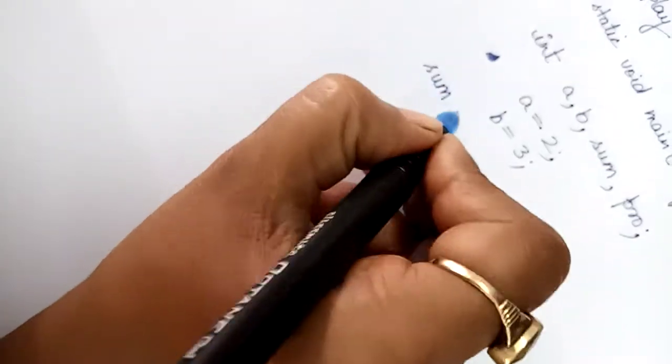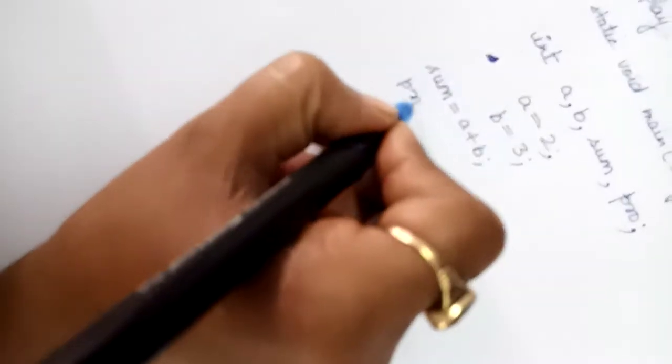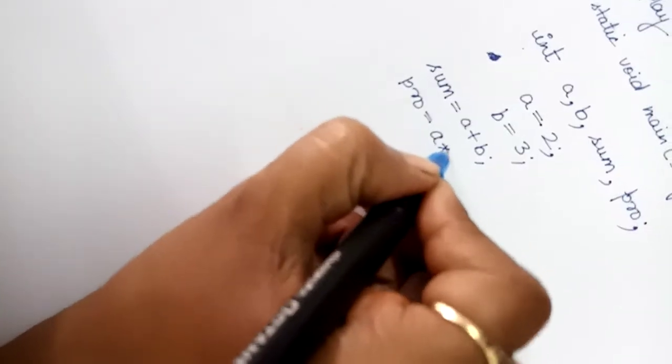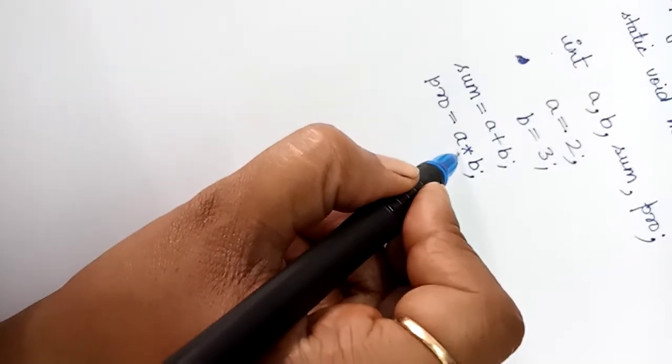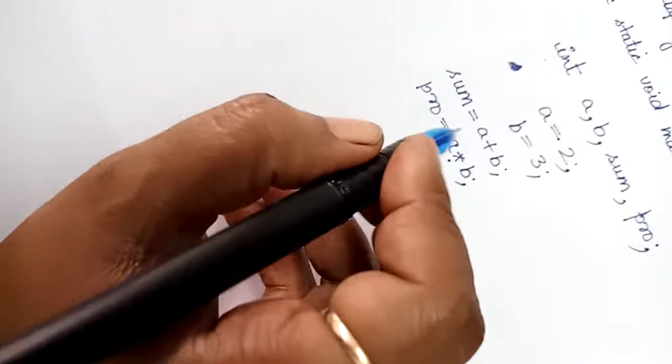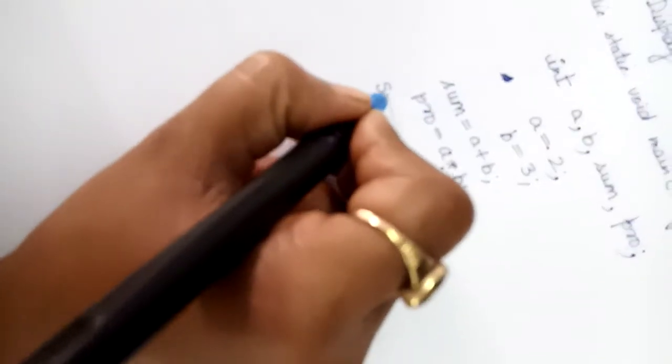This is the initialization part. Now we have values, so sum equals a plus b and product equals a into b. In computers you use the asterisk sign for product, multiplication. Now we have calculated the sum and product. We need to display the answer on the screen.